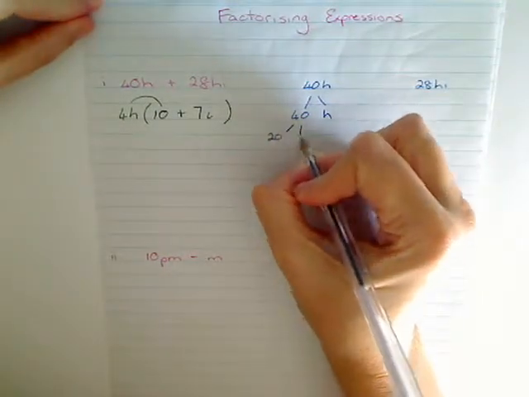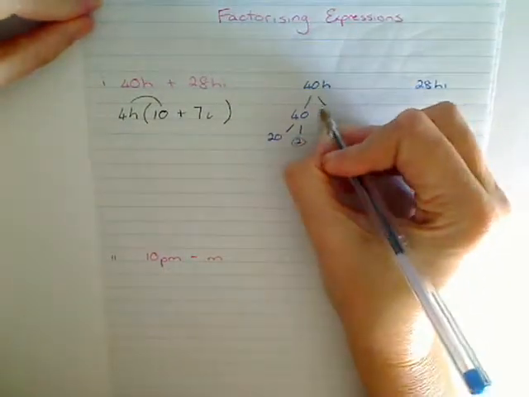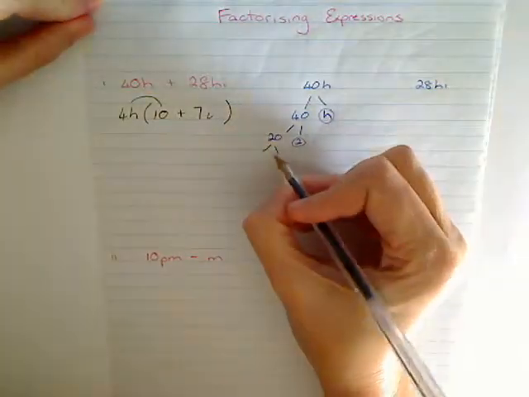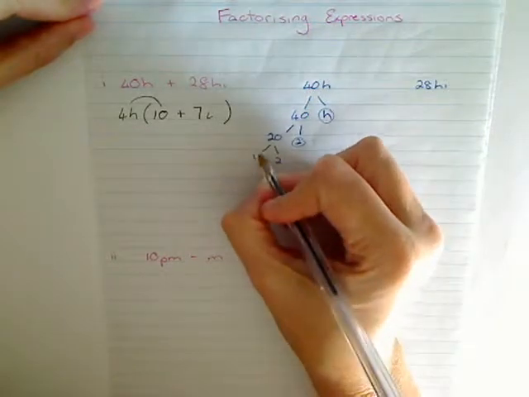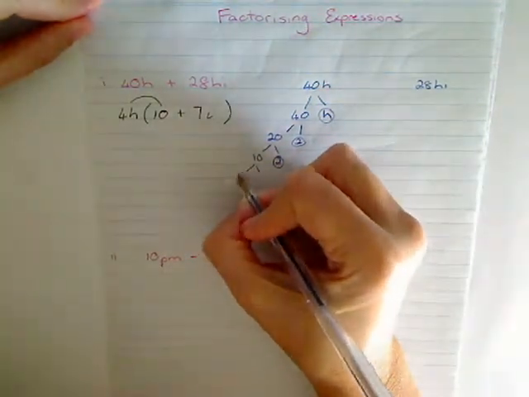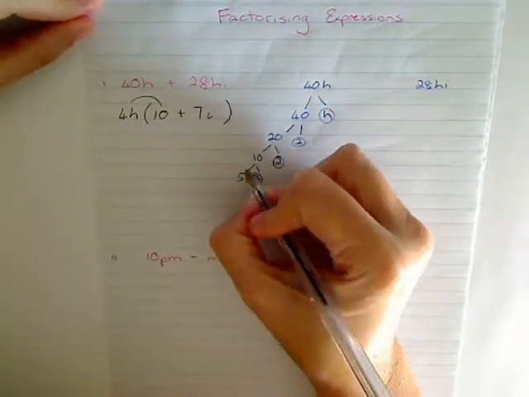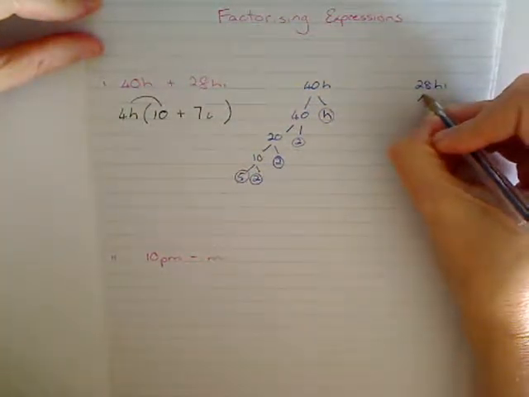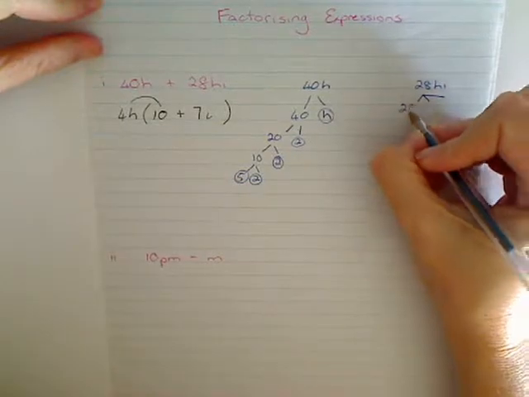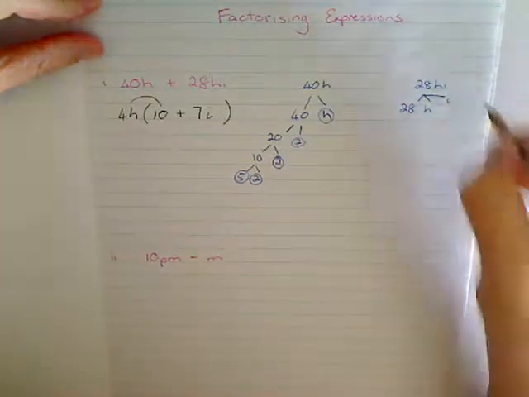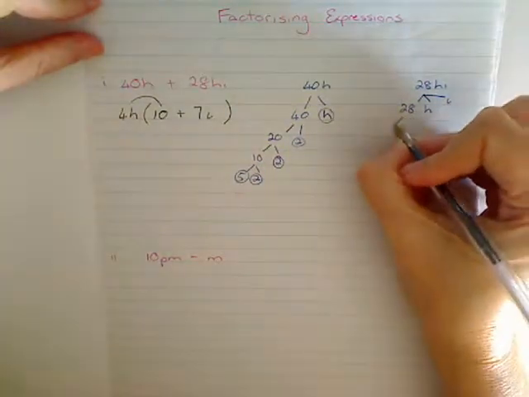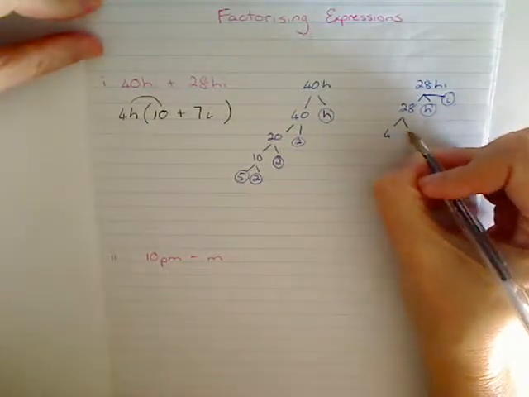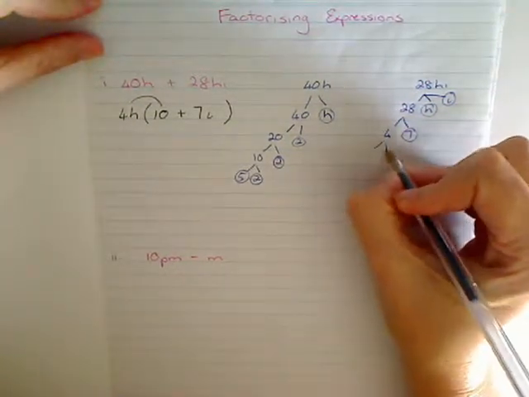40 becomes 20 and 2, circling all my primes or numbers I can't keep factorising. Again, 2 and 10, and 5 and 2. There we go. Over here, 28hi, I've got a little triple tree there. I've got 28, h and i all multiplied together, and I can continue to break down the 28 into 4 and 7, 2 and 2.